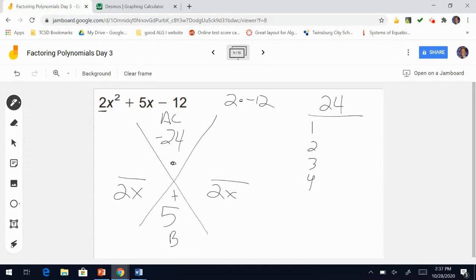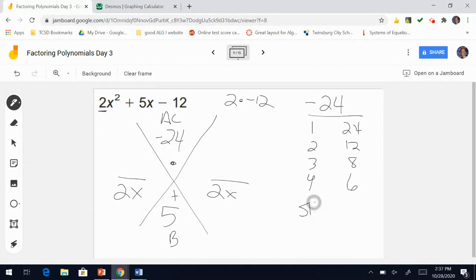What is 24 divided by 1? 24. What is 24 divided by 2? 12. What is 24 divided by 3? 8. What is 24 divided by 4? 6. All right. So now, because this value is negative 24, I have to add my negatives.